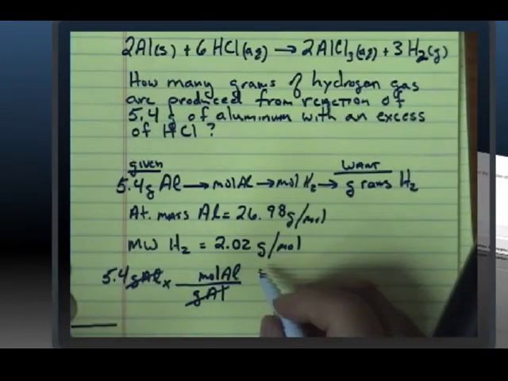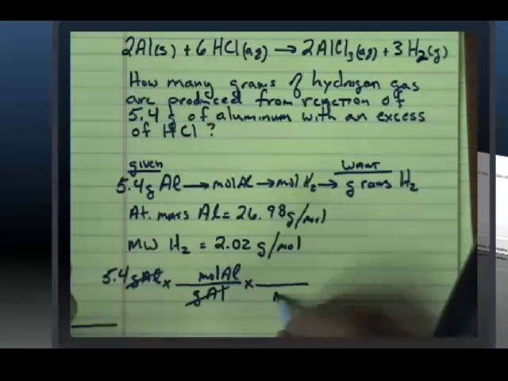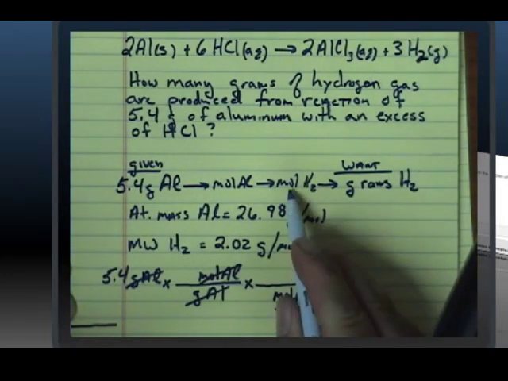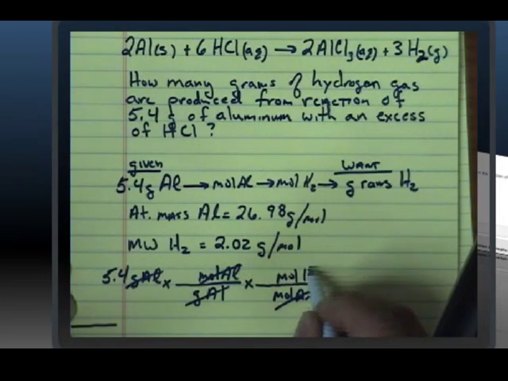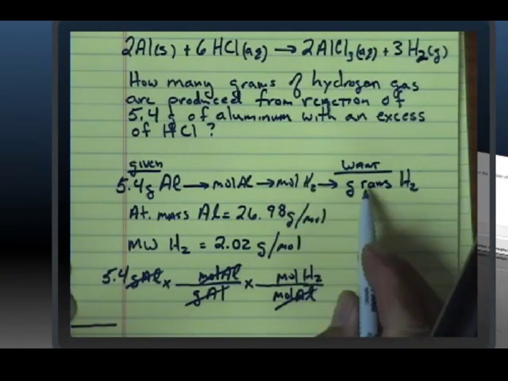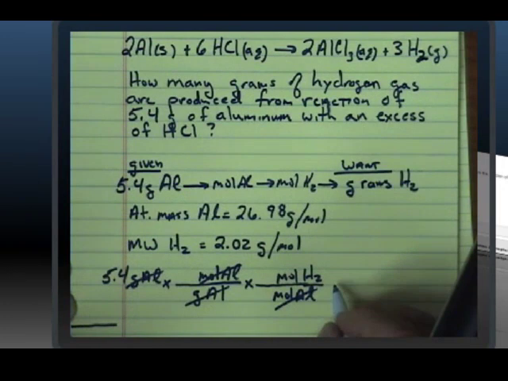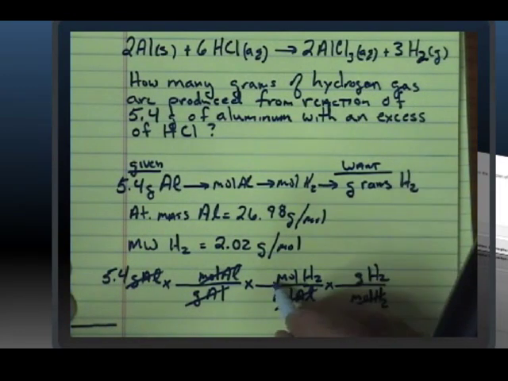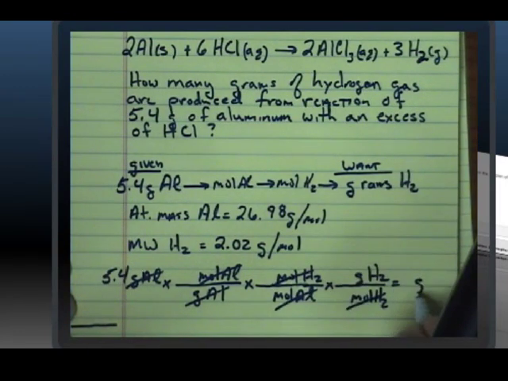Our map tells us we have to have moles of H2, so we're going to multiply by another conversion factor. This time we put moles of aluminum on the bottom, so we cancel those units, and we want to be left with moles of H2, so that goes on top. Now we're in moles of H2. Our map tells us we have to become grams of H2, so we're going to multiply by something that cancels moles of H2 and leaves us with grams of H2. So our moles of H2 cancel, and our answer then ends up in grams of H2, which is what we want.